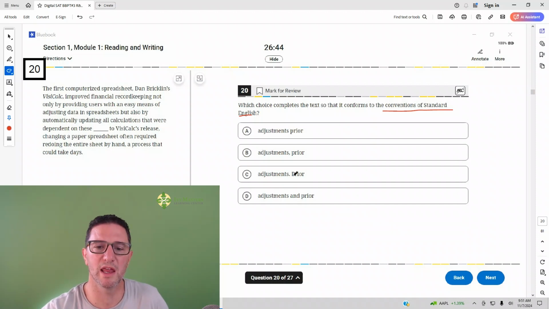Yes, it can. Prior to VisiCalc's release, changing a paper spreadsheet often required redoing an entire sheet by hand, a process that could take days. Could that be its own sentence? Yes, it could. So C is the answer. Fused sentence, comma splice, needs a comma before the conjunction.